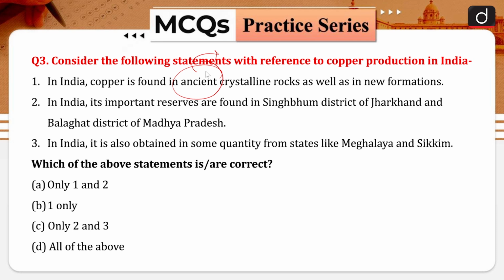So that is true. And when we are talking about the other part, which is relatively new formations, we find copper at those places as well, like the Singhbhum Plateau and then Hazaribagh. Then we have areas of Meghalaya and Sikkim, which also have some quantity of copper. The important reserves are found in Singhbhum district of Jharkhand and Balaghat district of Madhya Pradesh. So this is also correct. Then in India, it is also obtained in some quantities from Meghalaya and Sikkim. So this is also correct.